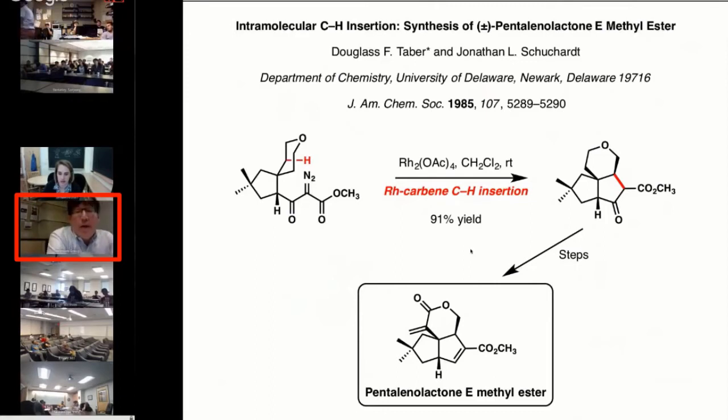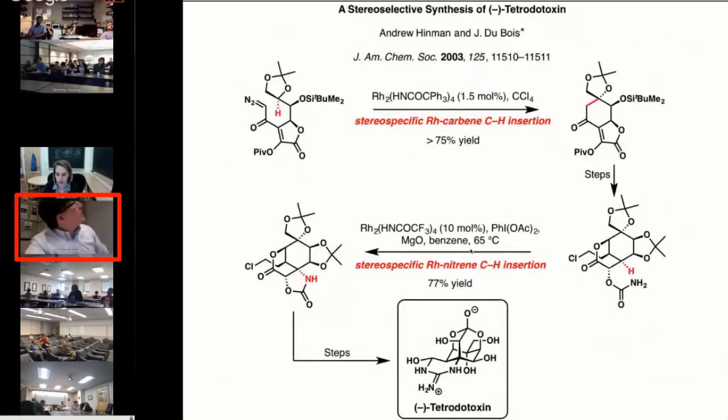It's a rather lovely synthesis of pentenolactone E methyl ester. We see two fantastic examples of CH insertion reactions in the next slide. These are key steps in the Du Bois synthesis of tetrodotoxin, an outstanding achievement. Note the use of a stereospecific rhodium carbene CH insertion to achieve the making of a 6-membered ring in the tetrodotoxin structure. That molecule that's made by the CH insertion reaction is converted by a stepwise process into a carbamate that's shown in the second row right side.